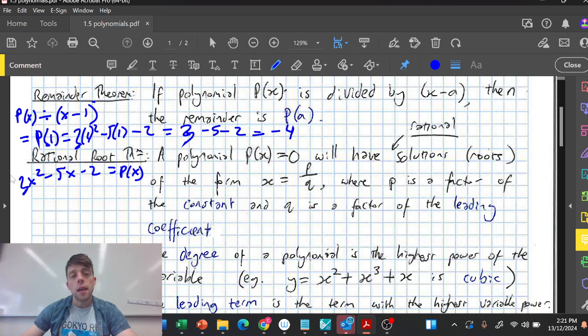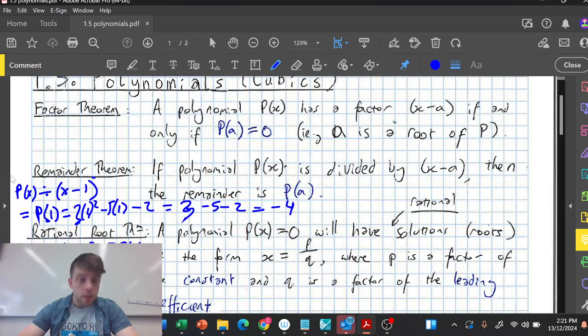So essentially what this is saying is when we divide a polynomial by x minus 1, we get out an answer of negative 4. Now, the factor theorem says a polynomial has a factor of x minus a if and only if p of a is equal to 0. This is a direct consequence of the remainder theorem. The only way that a linear binomial is going to be a factor of a polynomial is if when we perform this division, we get a remainder of 0.